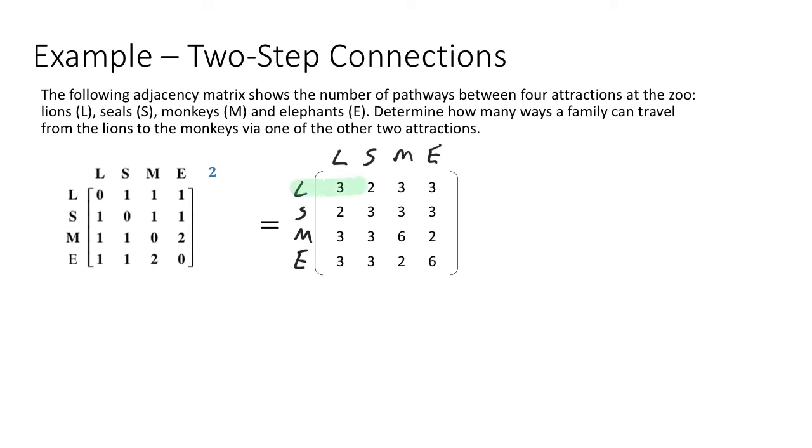So starting at the row of the lions, I want to end up at the monkeys. Looking at the column for the monkeys, I can see where it intersects. I can tell that there are going to be 3 different pathways to go from the lions to the monkeys via one of the other attractions. So my answer is 3 pathways. That's an example of how I can use adjacency matrices to calculate the number of pathways where there is an indirect route, so going more than one step.